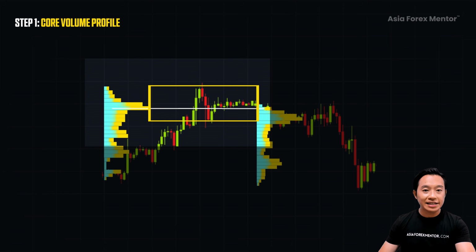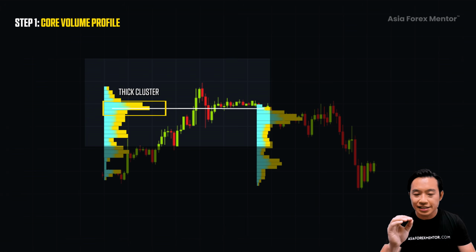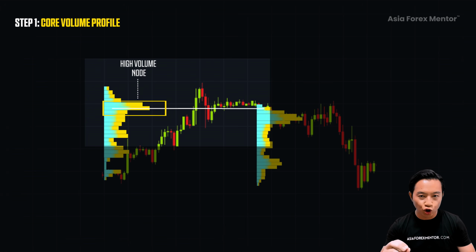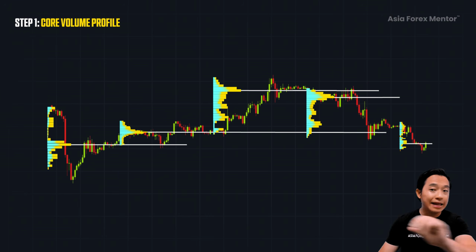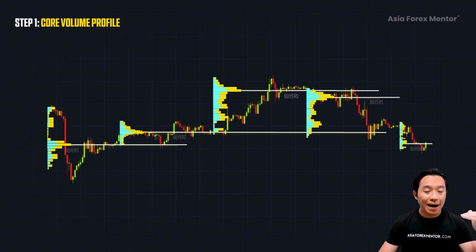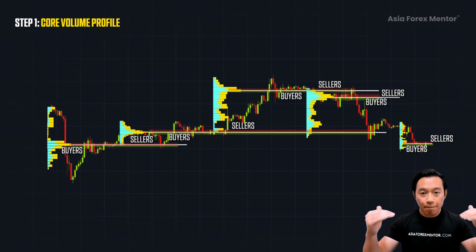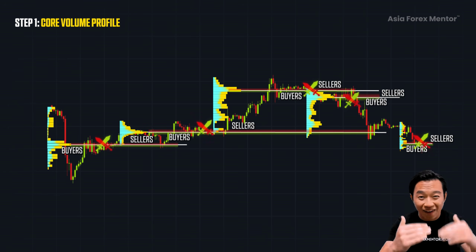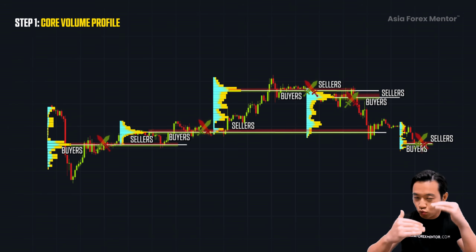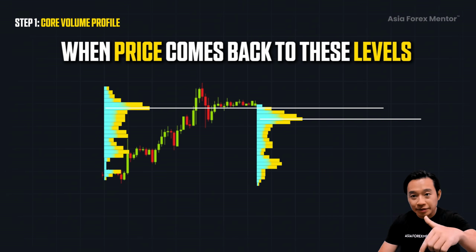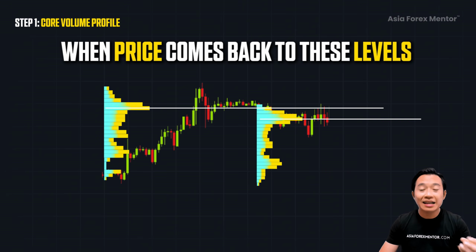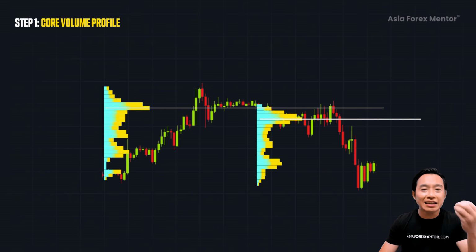So when you notice a thick cluster, this is known as what? A high volume node. It tells you that traders were heavily involved at that price level. The buyers and the sellers both stood their ground there. They were fighting hard at that level, which is why there's heavy volume. So now, when price comes back to that level, chances are the fight would reignite again.